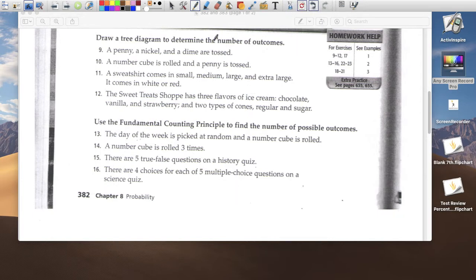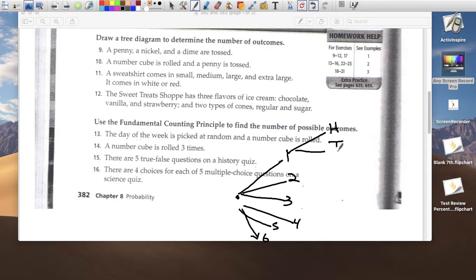A number cube is rolled and a penny is tossed. Okay. So if you throw a die, the possibilities are you can get a 1, 2, 3, 4, 5, and a 6. So if it lands on 1, what can happen when you throw the coin? You can get a heads or tails. So you can get a 1 with a heads and a 1 with a tails. You can get a 2 with a heads, 2 with tails, 3 with heads, 3 with tails, 4 with heads, 4 with tails, 5 with heads, 5 with tails, and 6 with heads and 6 with tails.